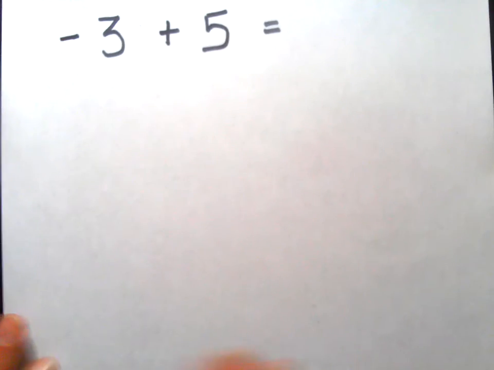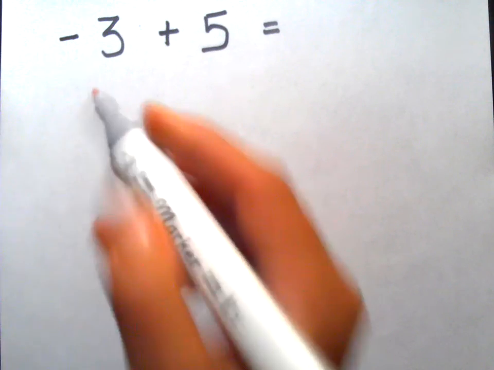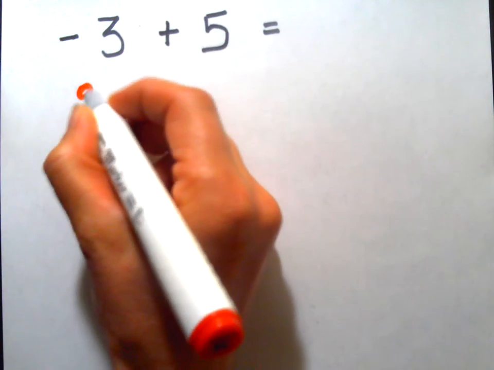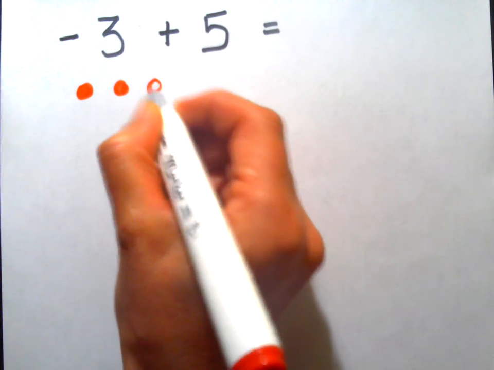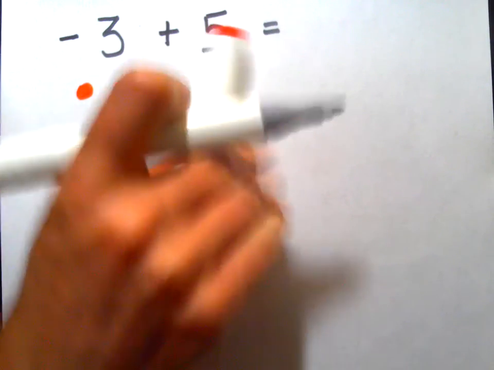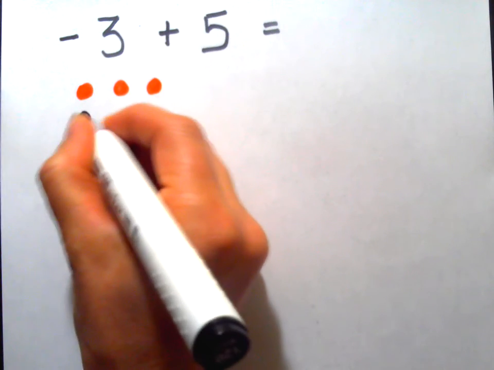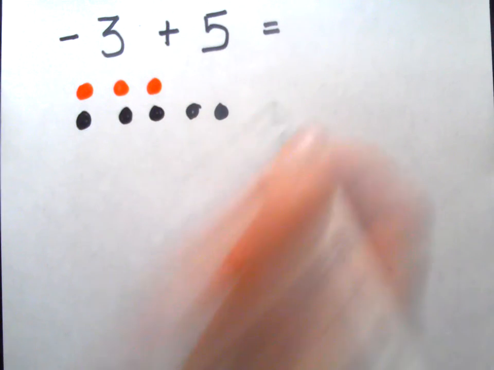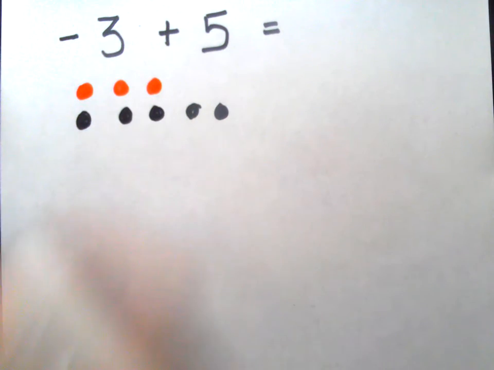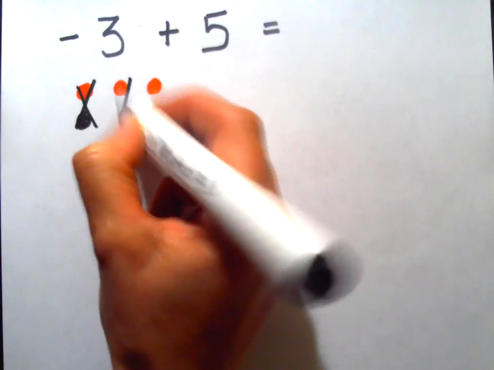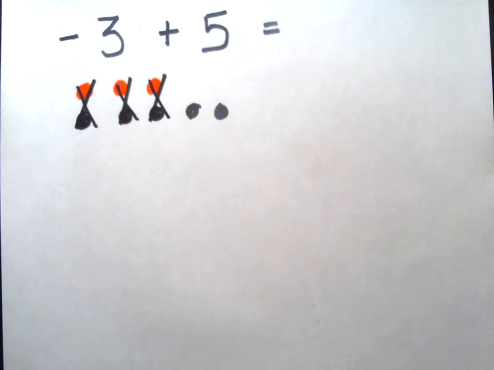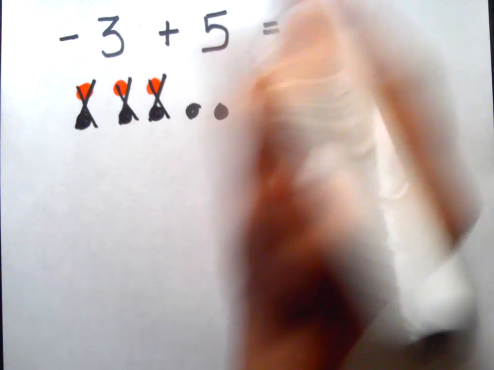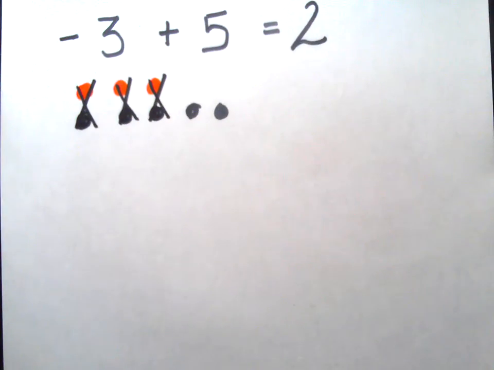I'm going to do one more. We got -3 plus 5. So I'm going to do 3 red dots for my -3. And I'm going to do 5 black dots. And then I'm going to cancel out my 0 pairs. Cancel this, cancel this, cancel this. I'm left with 2 positive chips. That's +2.